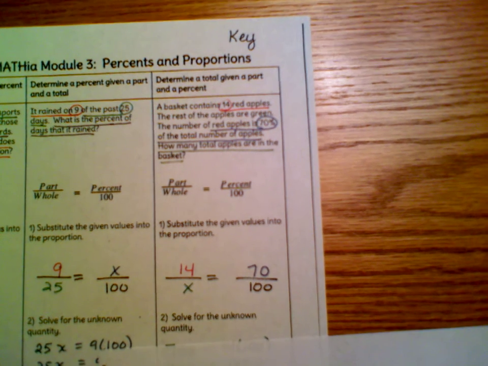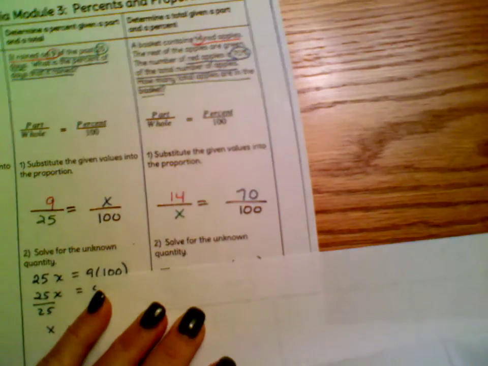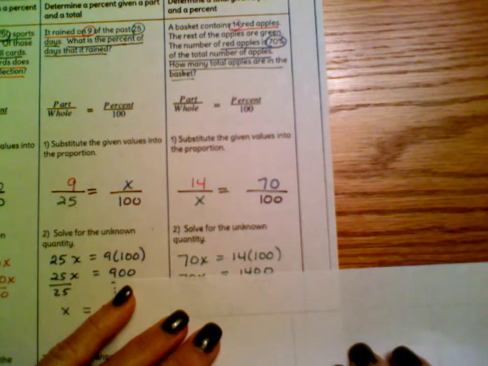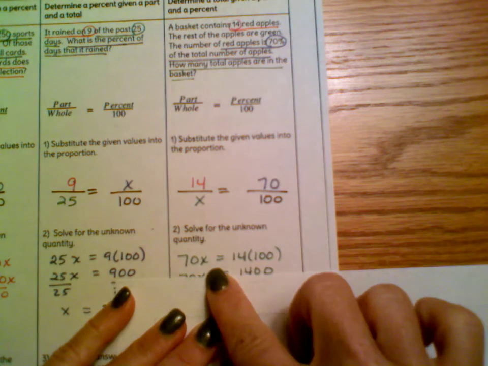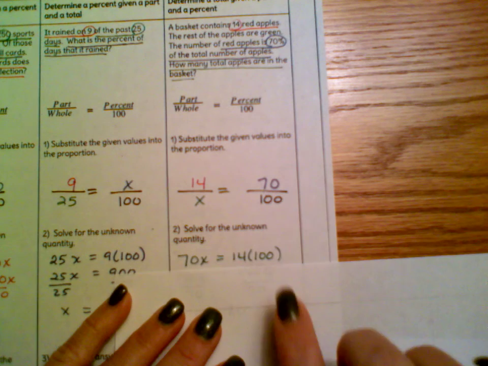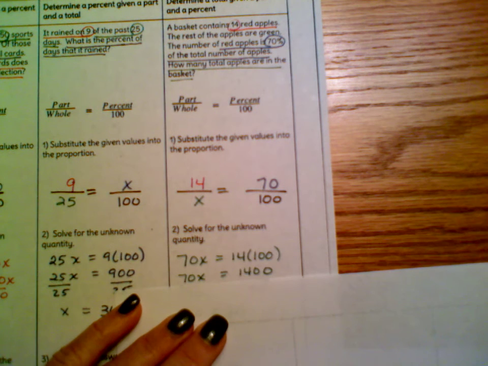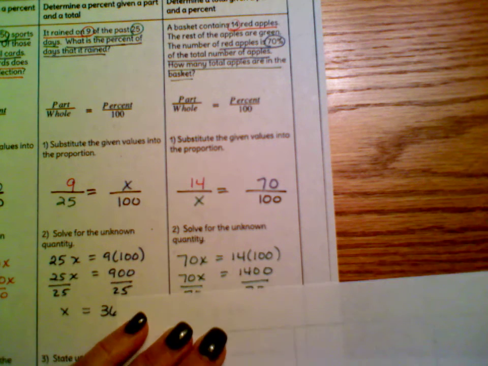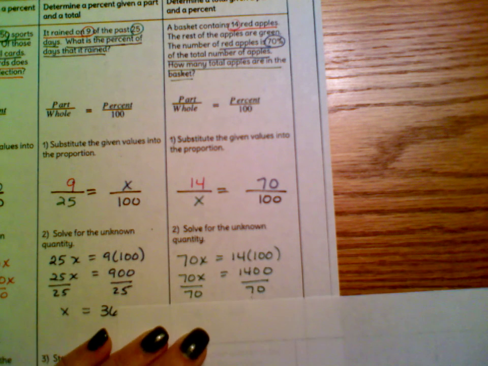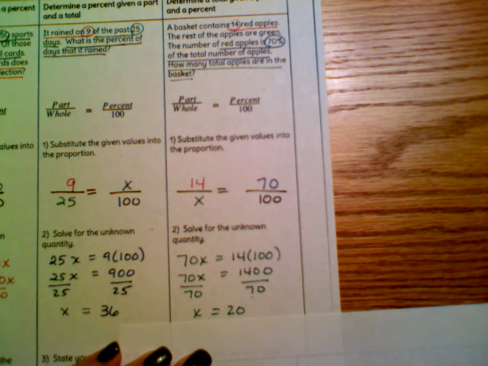So I solve my proportion here. So 70 times x, 70x, equals 14 times 100. Now I'm going to multiply. So 70x equals 1,400. I'm going to isolate for my variable. Divide each side by 70. When I do that, I get x is 20.